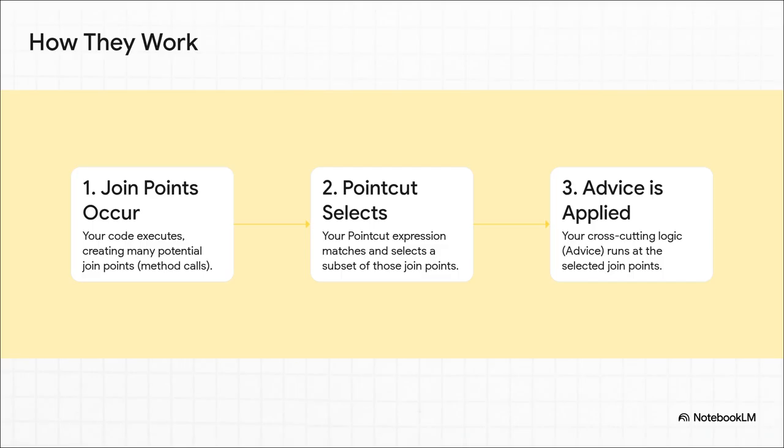So here's the workflow in the real world. First, your application is running, and every single method call is a potential join point. It's just happening. Second, you write a pointcut expression that acts like a net, catching only the specific join points you're interested in. And finally, your advice, your logging code, your security check, gets to run automatically at every single spot your pointcut selected. It's an incredibly powerful and precise system.